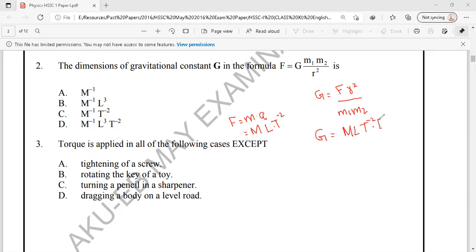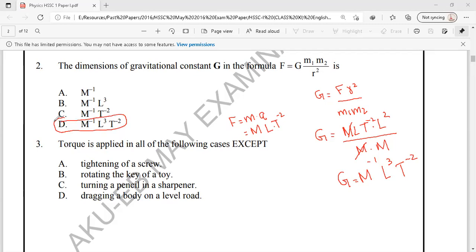Radius square will be equals to L2 divided by mass m1 m2 is M and M. So one mass will be cancelled out, L1 and L2 will become L3 and T would remain same. So the dimension of G will become M minus 1, L3 and T minus 2. So this is the dimension for the gravitational constant G. So the correct option for this question would be option D.